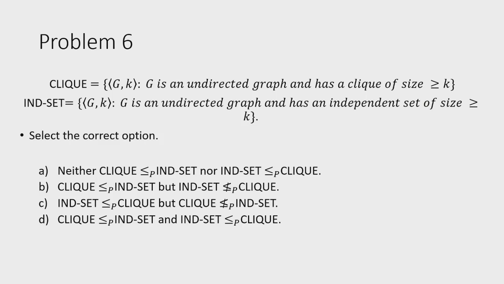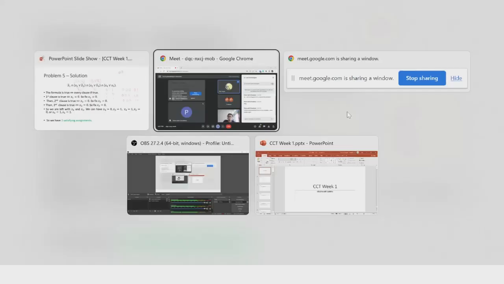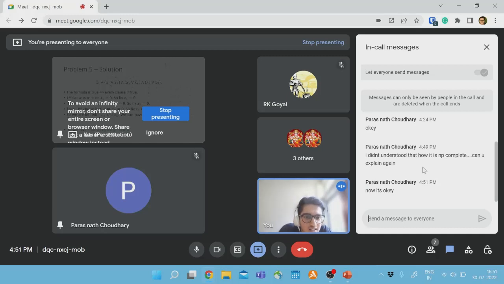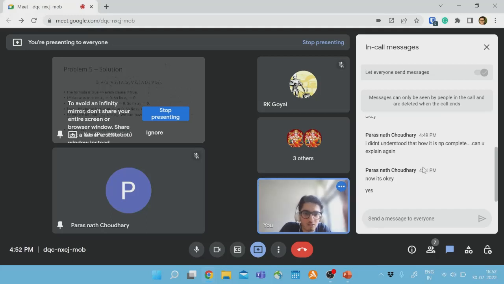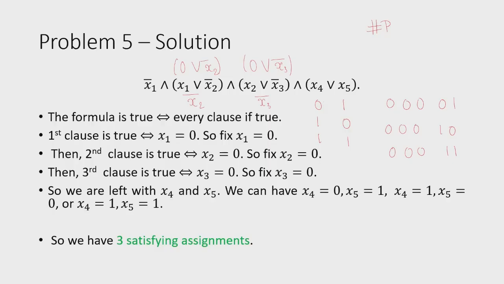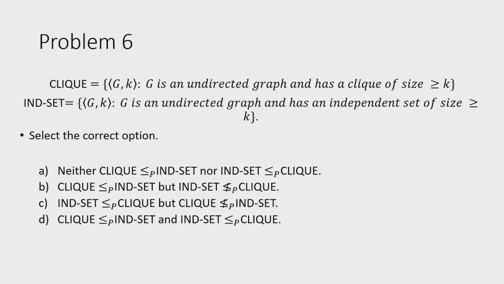Okay, there was a question in the chat. Someone asked a question. Please don't write in the chat because I can't see the chat while I'm presenting. Instead of writing in the chat, please try to unmute yourself and ask the question. Okay, so let's move on to the next problem.